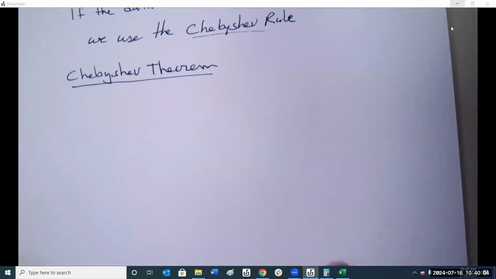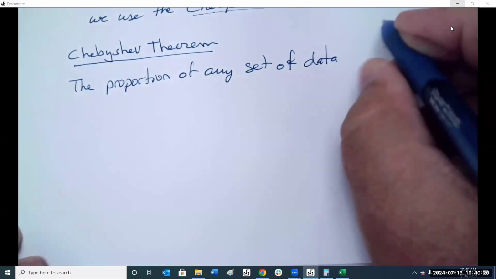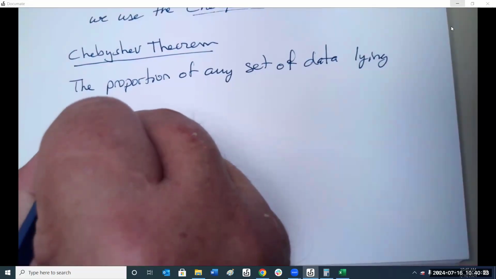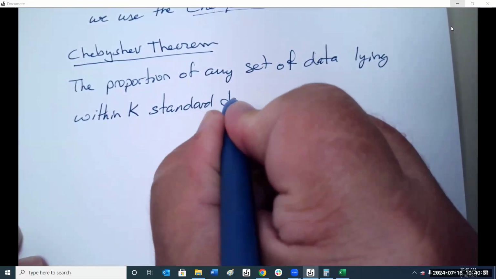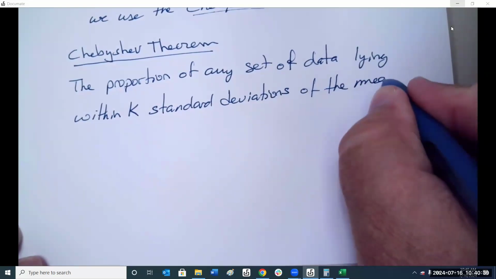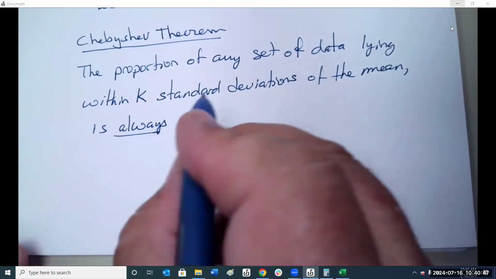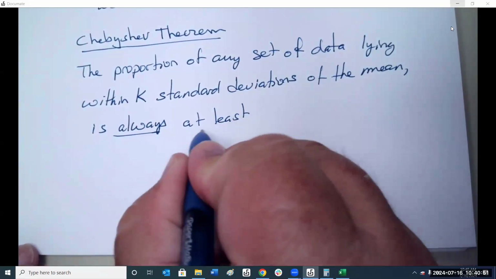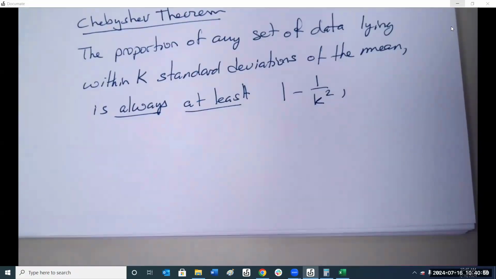The Chebyshev theorem states this. The proportion of any set of data lying within K standard deviations of the mean is always at least 1 minus 1 over K squared.